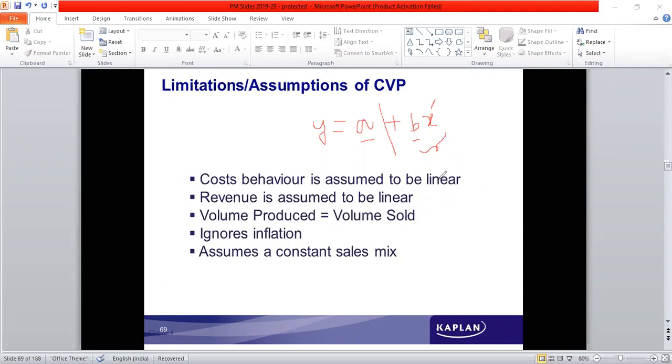It ignores inflation. It always assumes that the sales mix is constant. If there is more than one type of product produced, then the number of units of each product which are sold, the mix of sales taken up for these products, is constant. They do not make changes in the sales mix. So these are the assumptions of cost volume profit analysis.